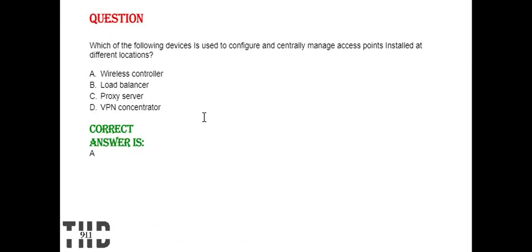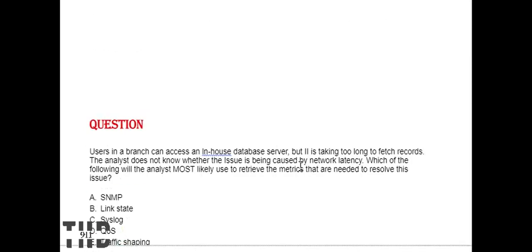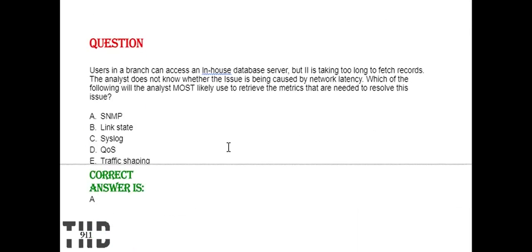Which of the following devices is used to configure and centrally manage access points installed at different locations? Option A, wireless controller. Option B, load balancer. Option C, proxy server. Option D, VPN concentrator. Option A is correct.